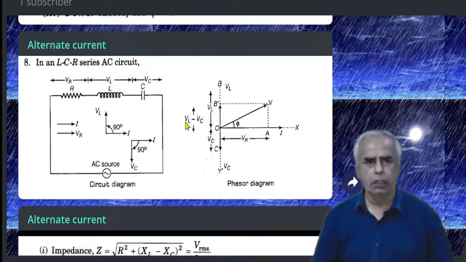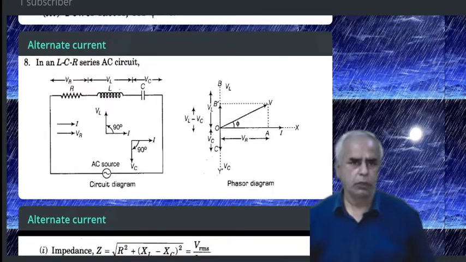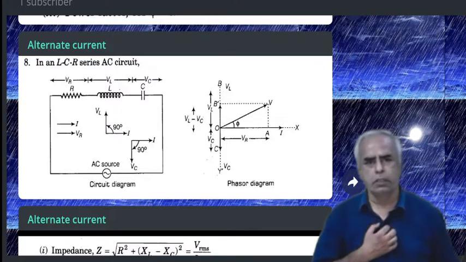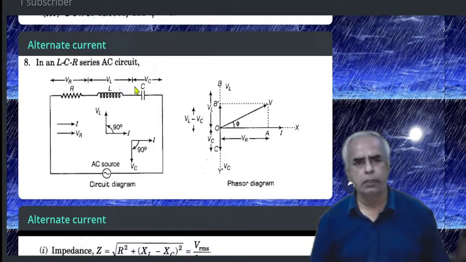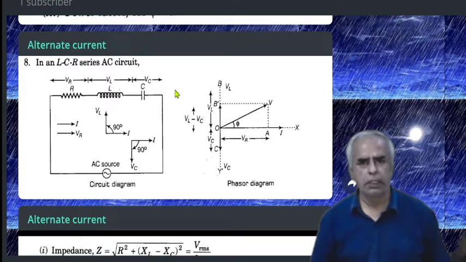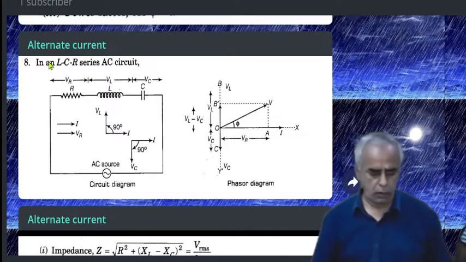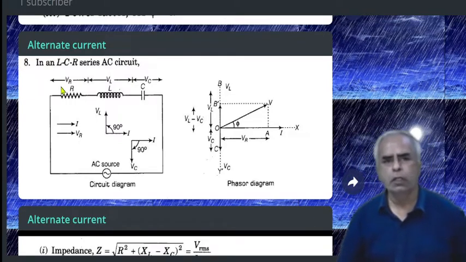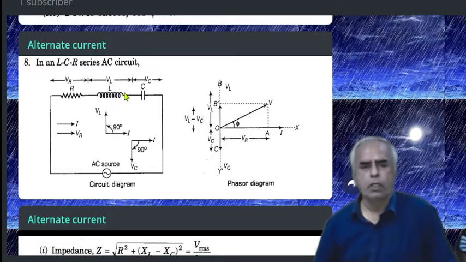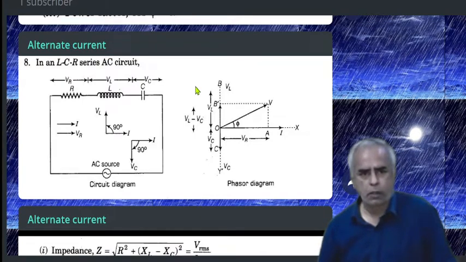Now let us discuss the combination LCR series in AC circuit. So here we have R resistor, L inductor, C capacitor. What is VR? Voltage across resistor. What is VL? Voltage across inductor. What is VC? Voltage across capacitor. Very good. Now let us have the AC source. This is the AC source. Got it? And the vectors are here.